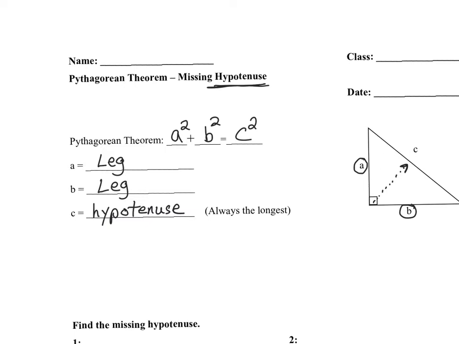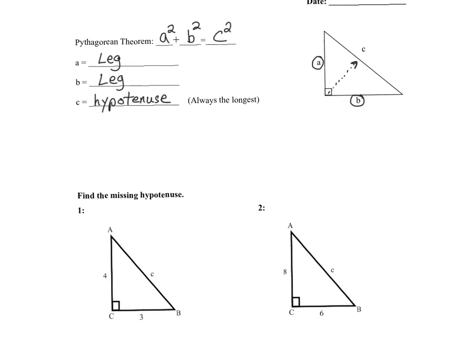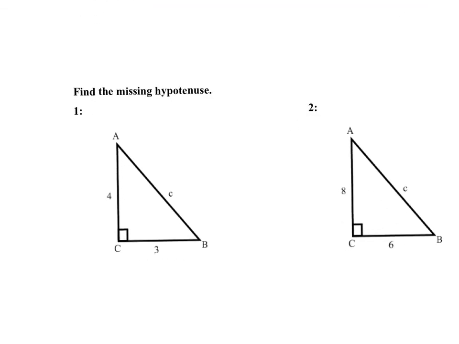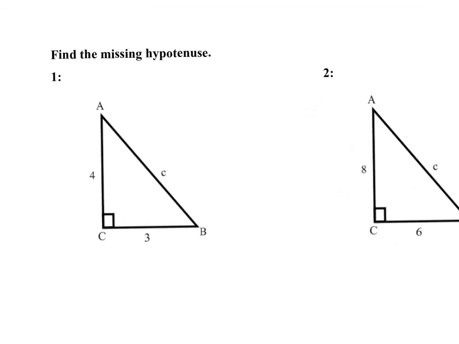All right, so how do we use that? We take a look at some examples. If we follow that pattern of A squared plus B squared equals C squared, all we have to do is take each of the legs and square them. So I'm going to take 4 and square it. That means 4 times 4. And I'm going to add to that 3 squared, and that will be equal to C squared.